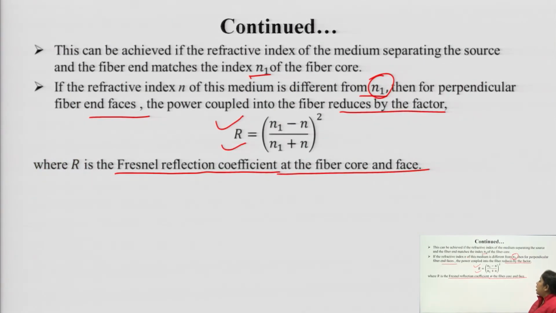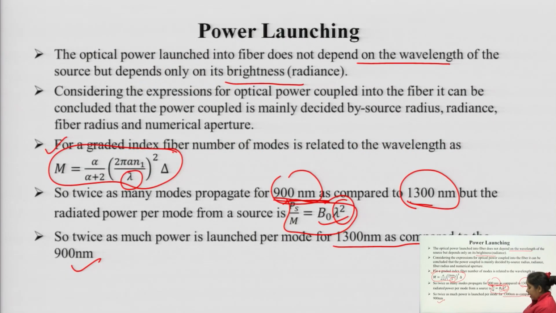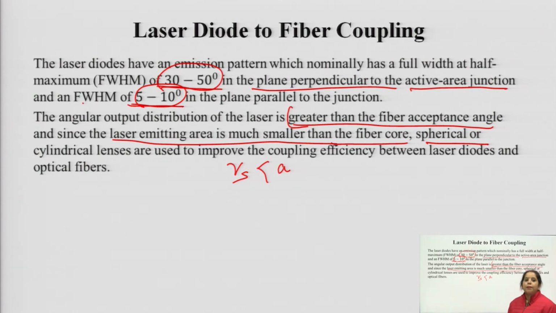Again the most important factor is that if the refractive index n of the medium is different from n1, then for the perpendicular fiber end faces the power coupled into the fiber gets reduced, and it is reduced by a factor r, which is the Fresnel reflection coefficient and is given by this equation. We have done numericals related to that, and in this particular case, the coupling is done between the laser and the fiber.